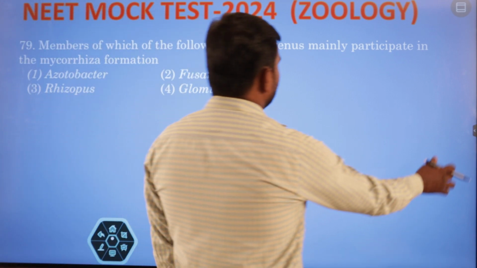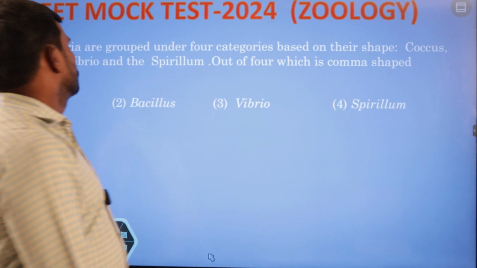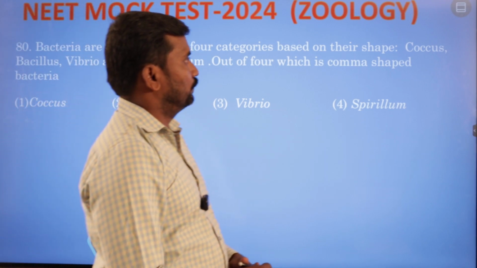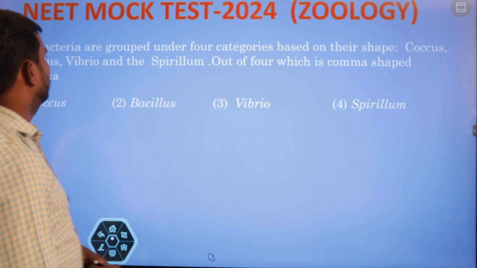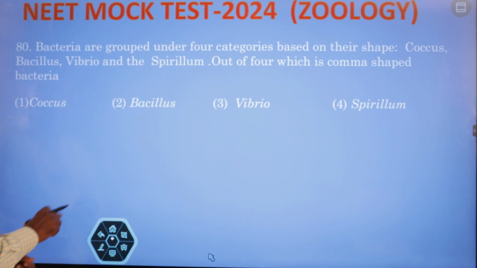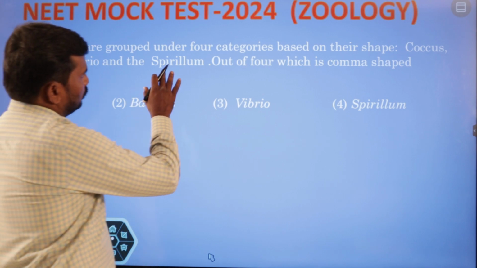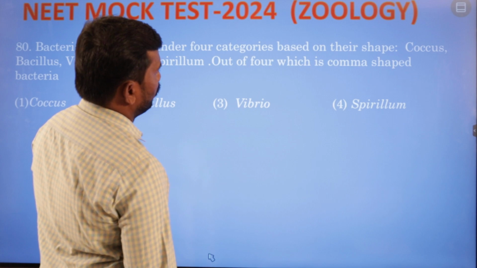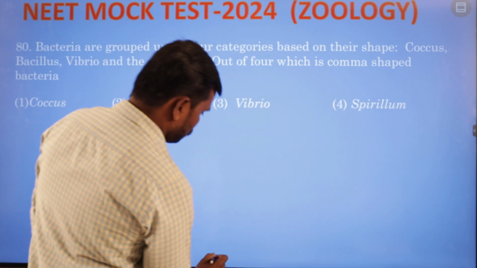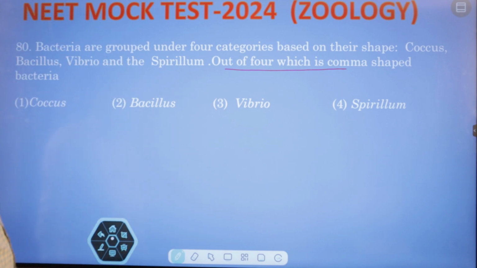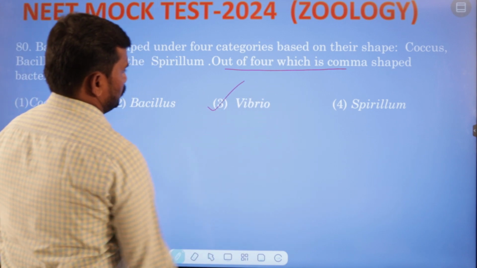Question number 80. This is a basic structure question. Bacteria are grouped under four categories. Coccus is spherical or round. Bacillus is rod-shaped. Vibrio is comma-shaped. Spirillum is spiral-shaped. Out of the four, which is comma-shaped? Vibrio is the comma-shaped one.